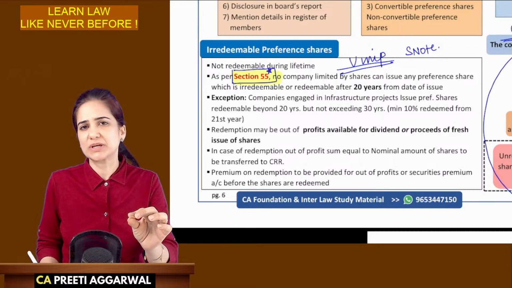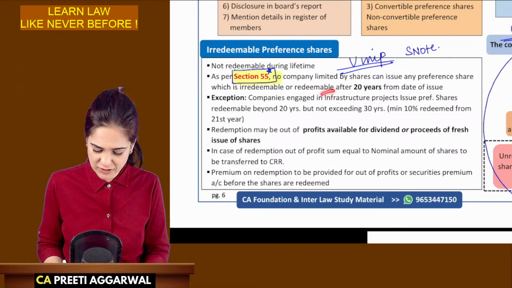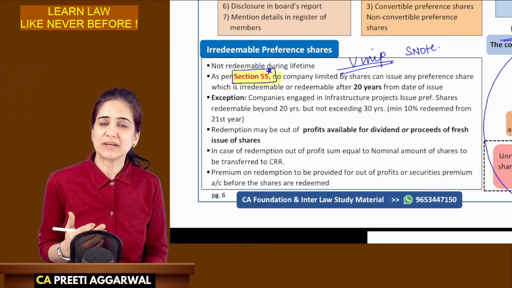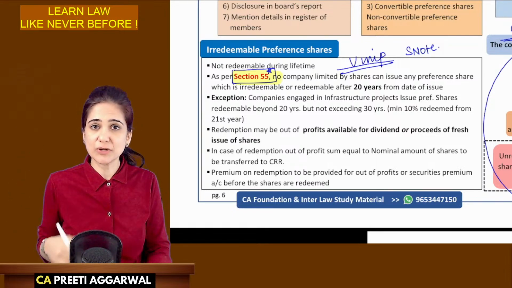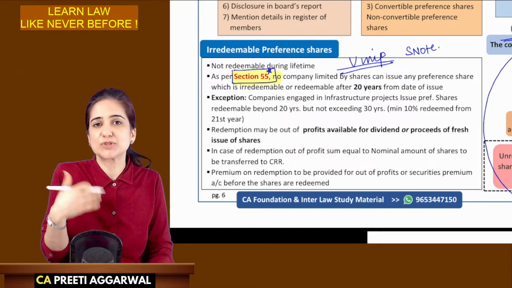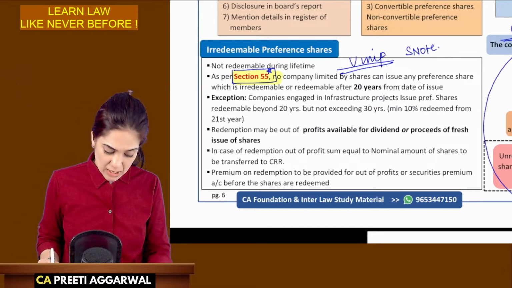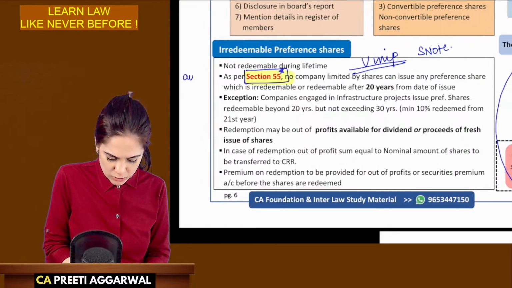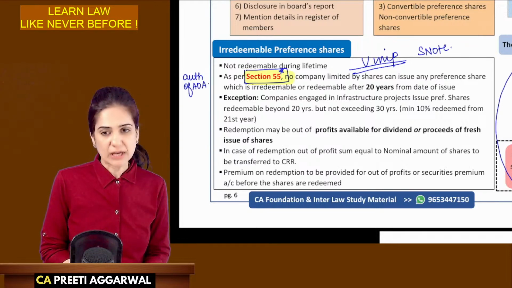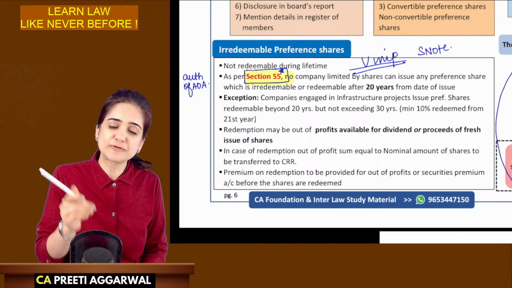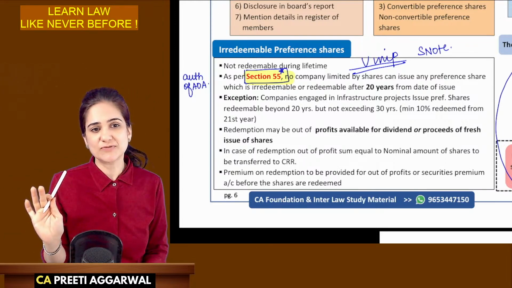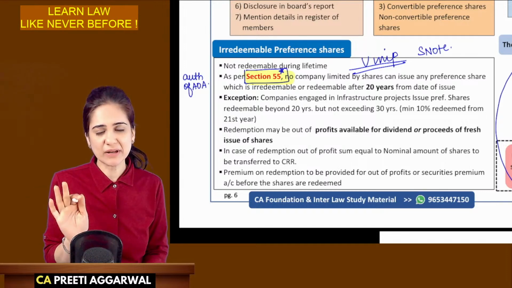The only exception that they have made is in case of infrastructure project. So companies engaged in infrastructure projects, we know that it takes a lot of time for them to generate revenue. Only once they generate the income, they will be in a position to redeem the preference shares. You can also add over here that we need the authorization of articles. If there is no authorization in the articles, you first amend the articles, bring the authorization, only then you can issue preference shares which are redeemable.